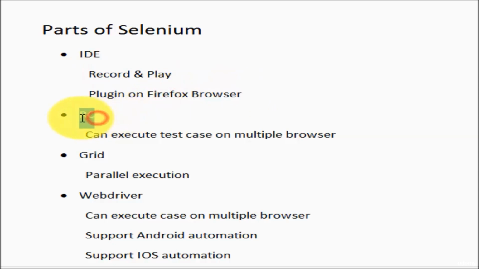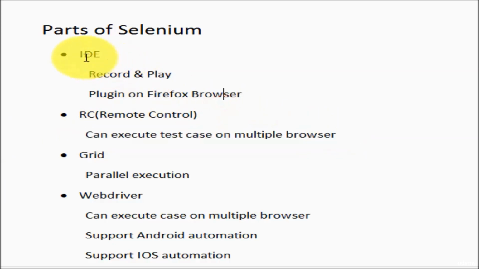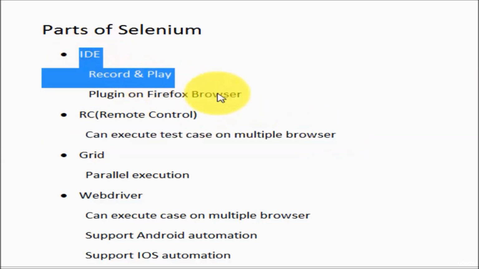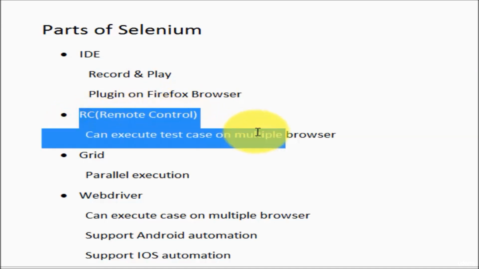Second component is RC. Full form is remote control. With the help of the RC, we can execute our test case on multiple browsers. So a test case which you have developed either by the Selenium IDE, or you have written your test case in a programming language, if you want to execute these test cases on different browsers, with the help of the RC, we can execute our test case on multiple browsers.